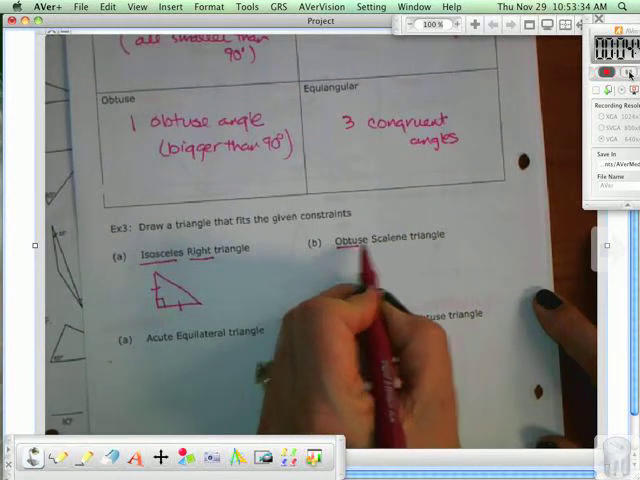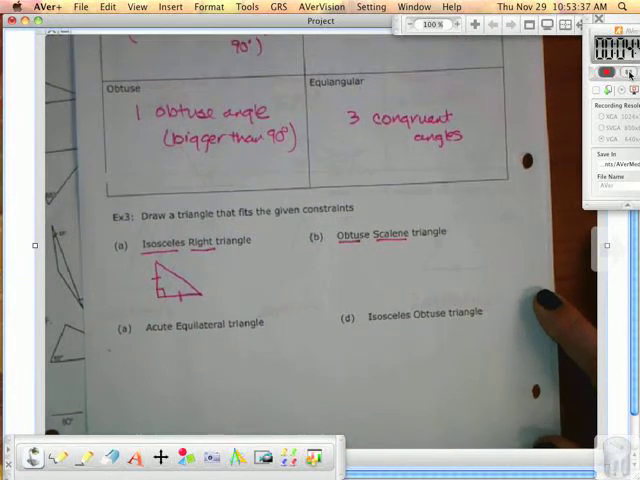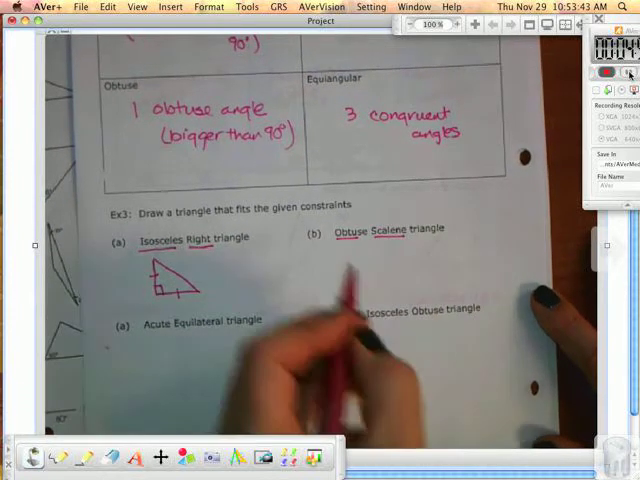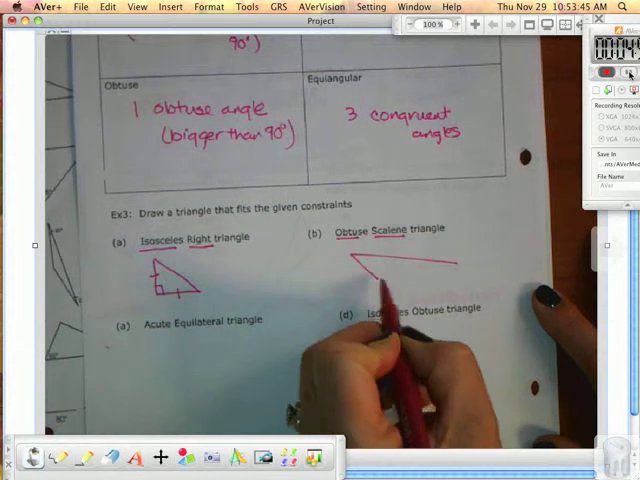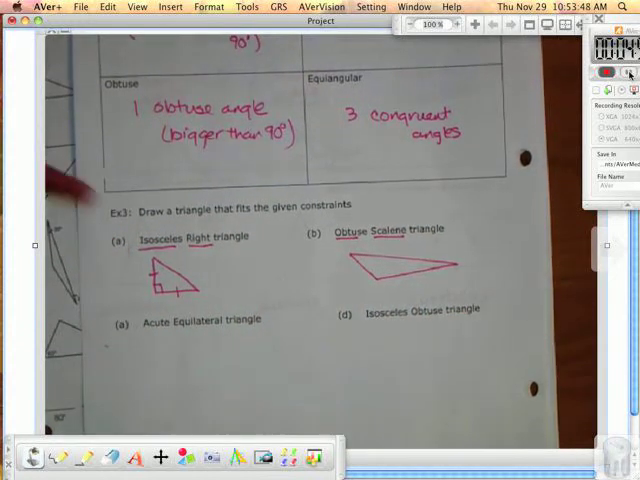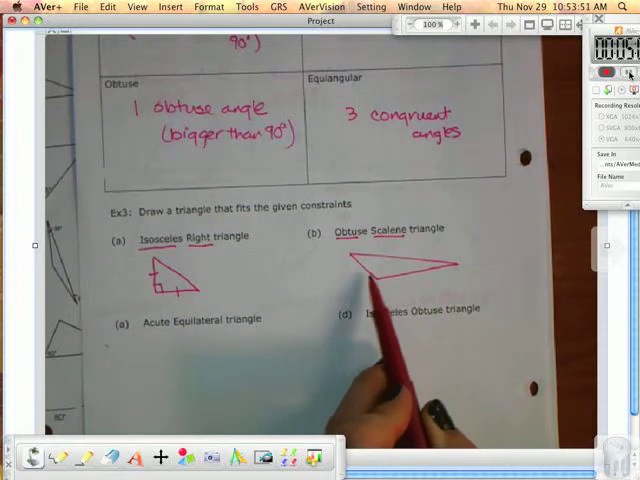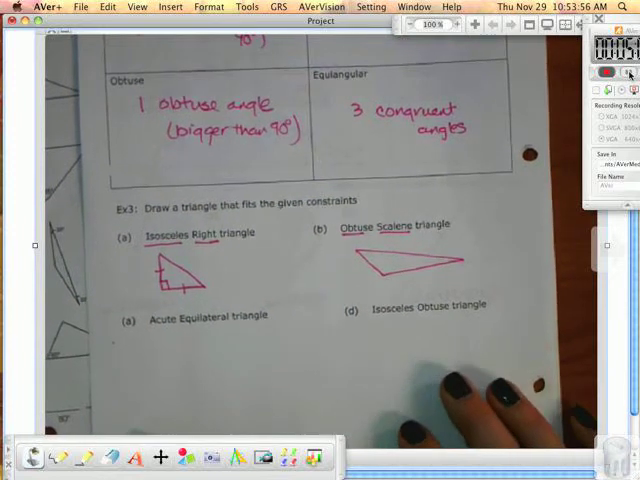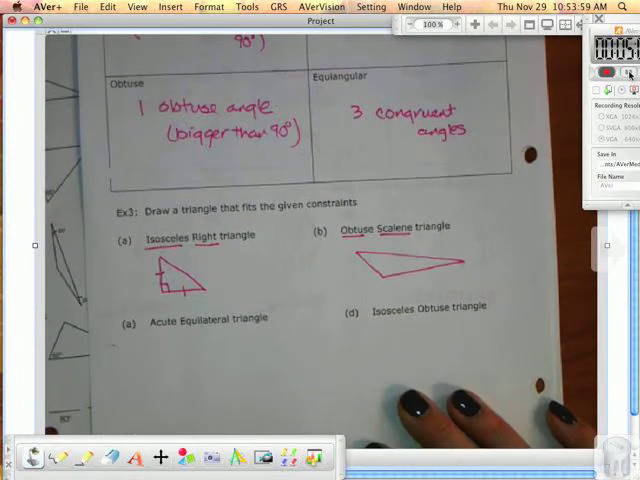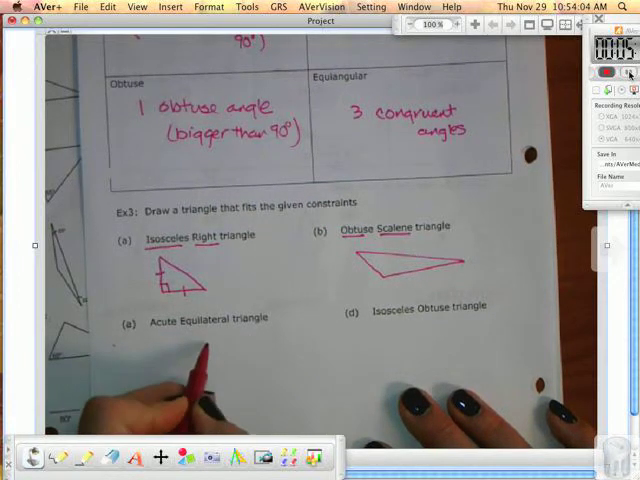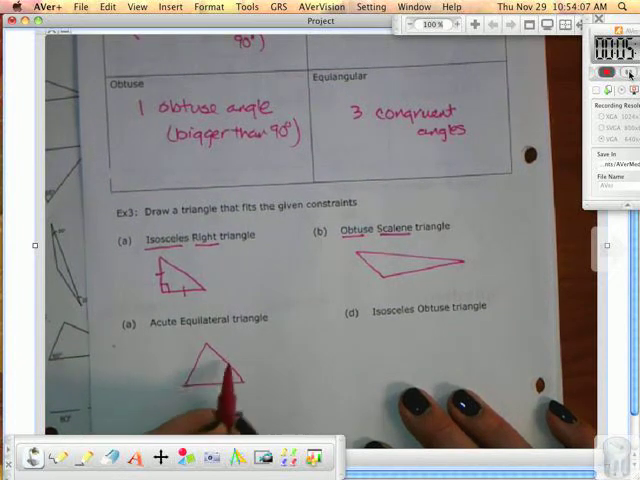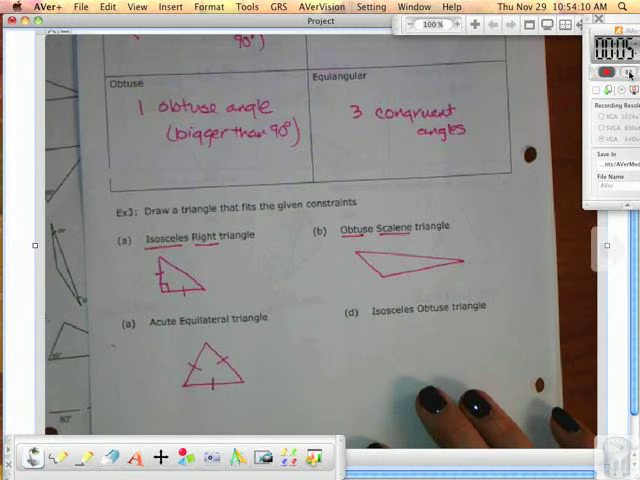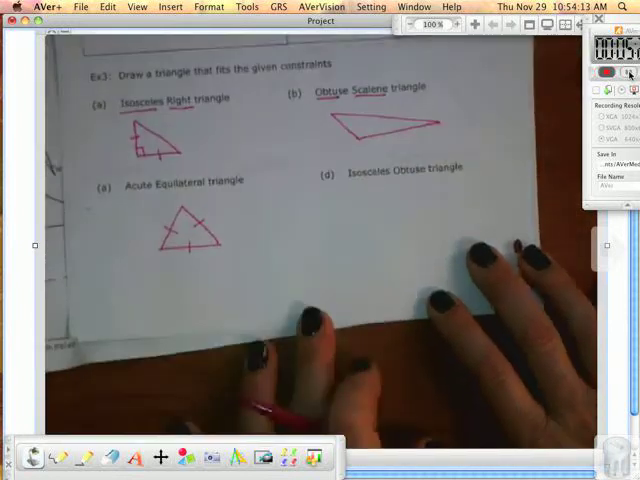Okay, how about an obtuse scalene? Obtuse means one bigger than 90, and scalene means what? All different sides. So something like this, perhaps. Okay? So this one is definitely bigger than 90. It's an obtuse angle, and my sides are not the same. Okay, acute equilateral. Okay, so they all have to be less than 90, and the sides have to be equal. So I would do something like this. And I would signify that the sides are equal with the little dash marks.